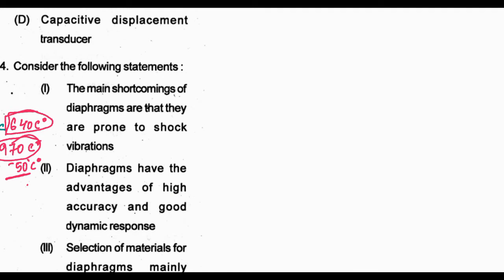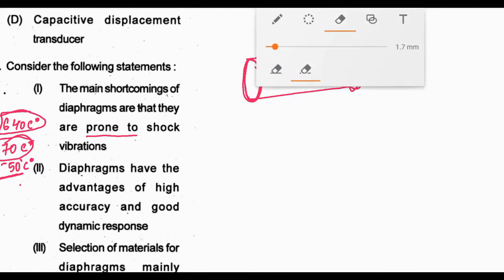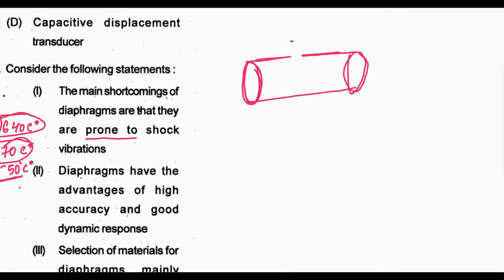The main shortcoming of the diaphragm is that it is prone to shock vibrations. That means, suppose this is a pipe, and here I am putting a pressure gauge having a diaphragm. What is a diaphragm? There will be 2 stands, and here it will be a diaphragm, and it will sense the pressure.